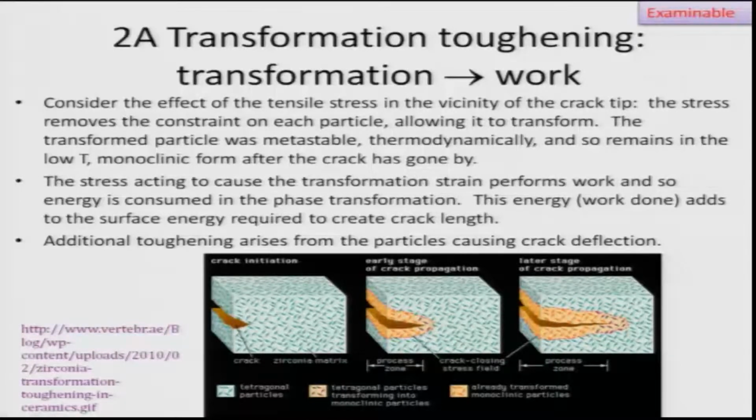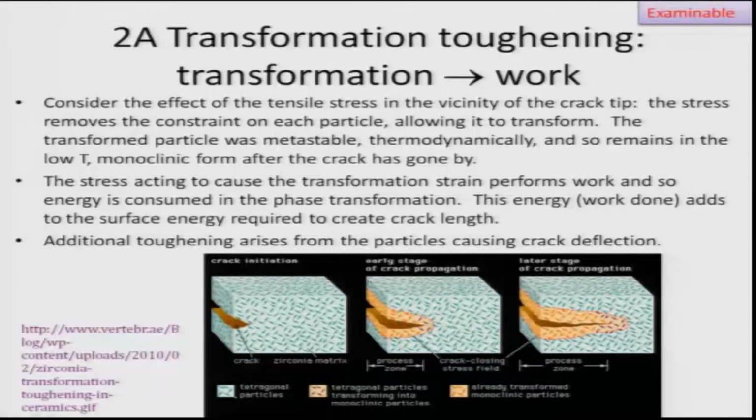Obviously, only when you apply tensile stress will the crack tip move. The stress removes the constraint on each particle, because these are the tetragonal particles, as you see here within the cubic matrix, and this is what is shown here. And once you apply stress, this will remove any constraint for transformations.